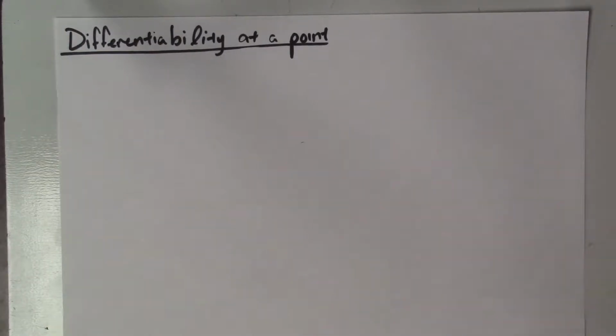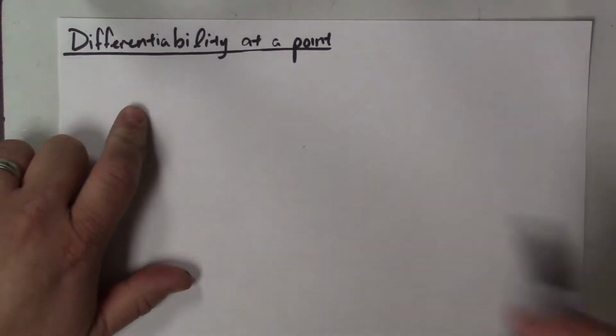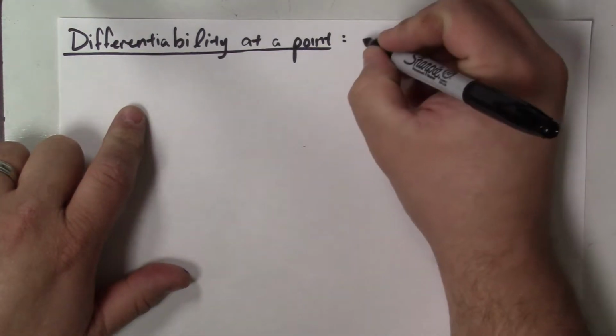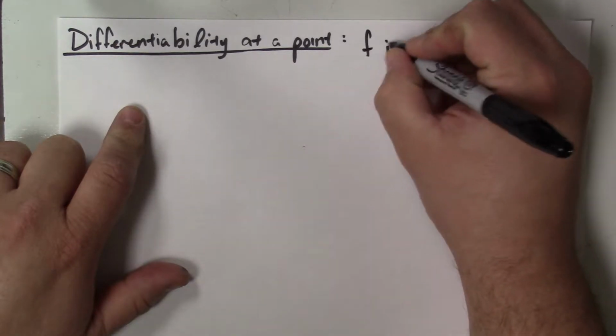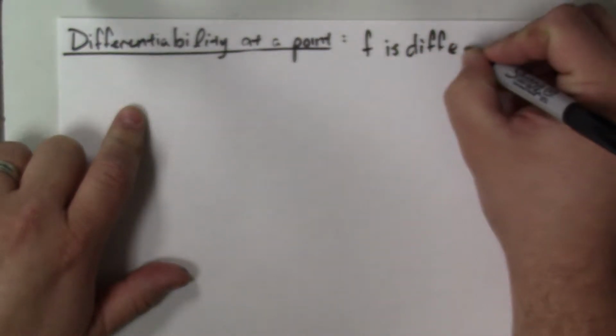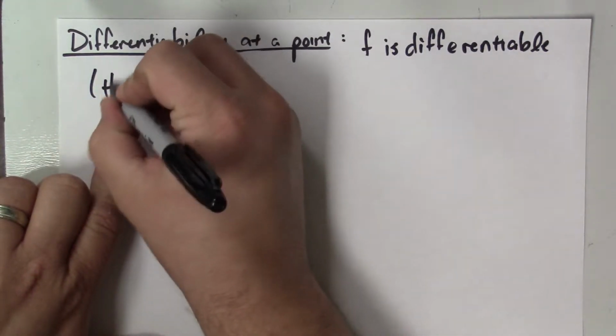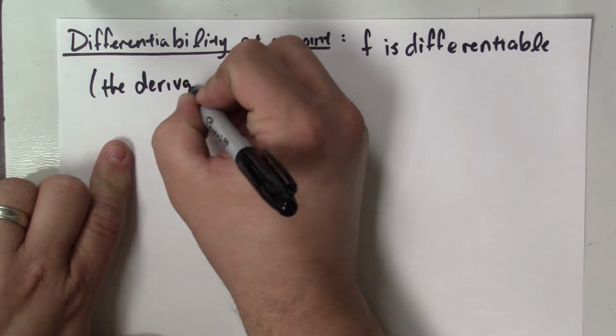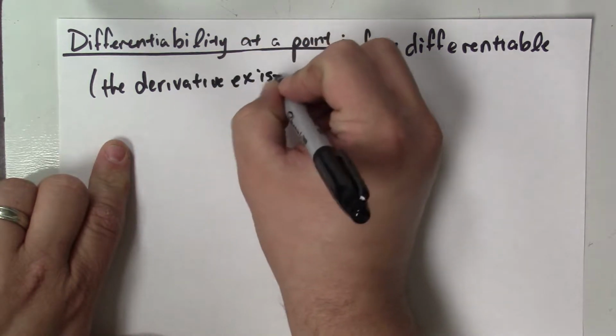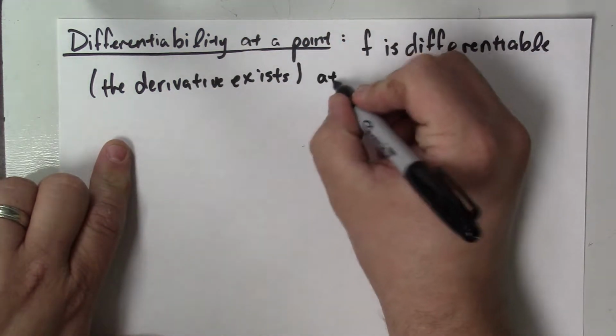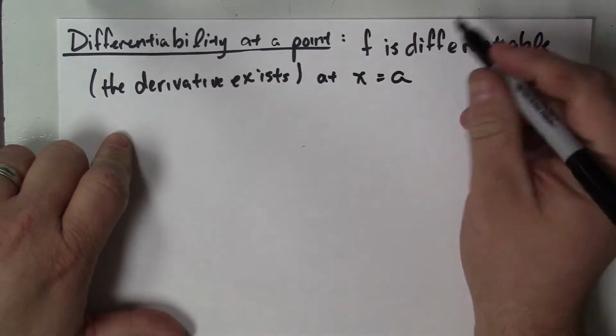This video is going to be the continuation and hopefully completion of section 3.2, and we're going to be looking at the idea of what does it mean to be differentiable at a point. Differentiability is really just a fancy word for derivatives. So what this really means is f is differentiable, which means the derivative exists at some value when x is a.